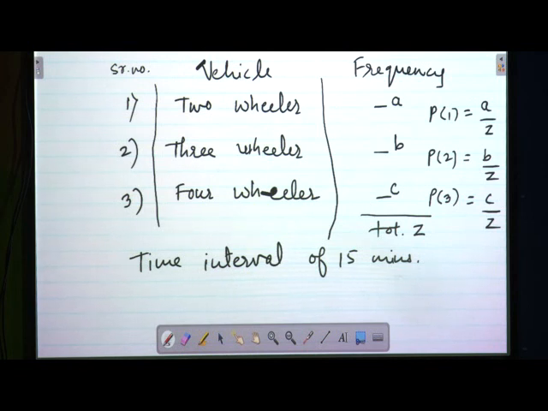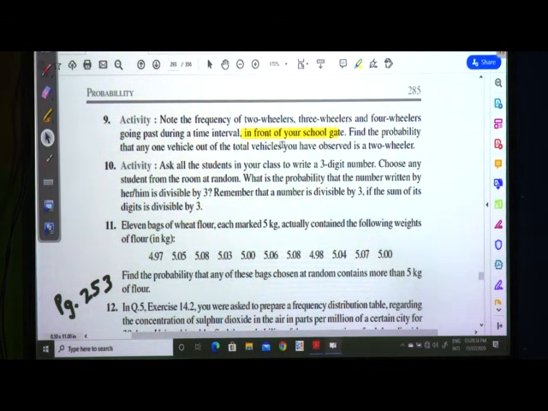Here you have to count the number of vehicles. Instead of in front of the school gate, you can modify the activity and do it from your house. I hope you understood this. Proceeding to the next activity, that is the 10th question.